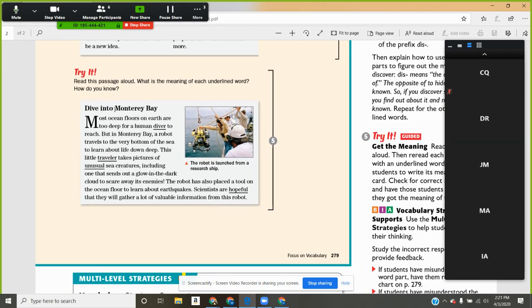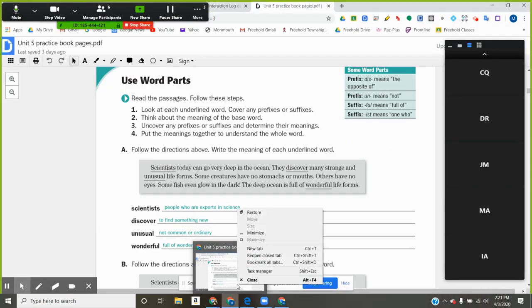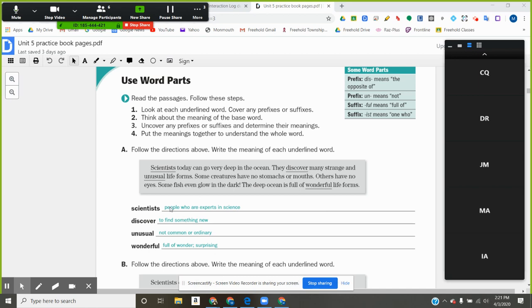All right, so dive into Monterey Bay. We're gonna skip that, and I want to do the worksheet with you guys. Hopefully, I don't end the video. Like I said on the last video, I don't have the student copy. I only have the teacher copy. So we're just gonna go through these word parts together, and we'll talk about it.